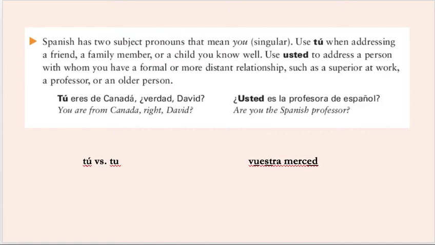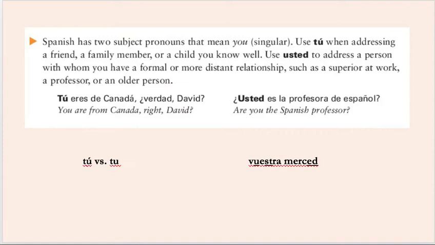Do know that Spanish has two subject pronouns that mean you. There's a system of power that exists between them called registro. And so you should use tú when addressing a friend, a family member, or a child that you know well. For example, with me, I would allow you to use tú. And I like to use tú back with people. To me, it expresses familiarity and the notion that we're all the same, on the same page, right? But you should use usted to address a person with whom you have a formal or more distant relationship, such as a superior at work.